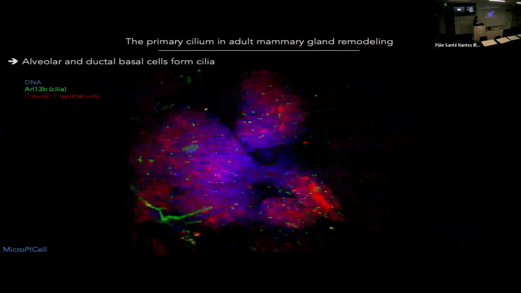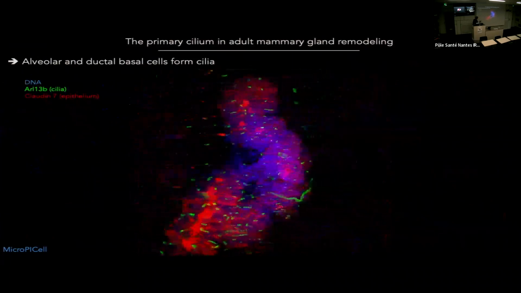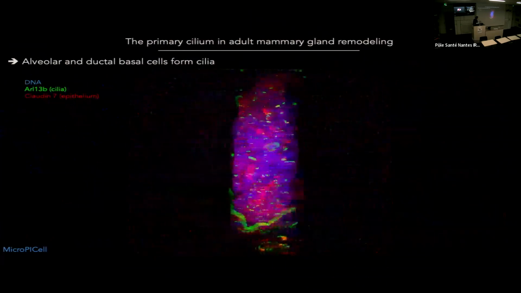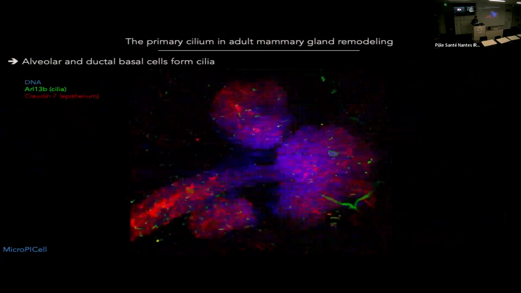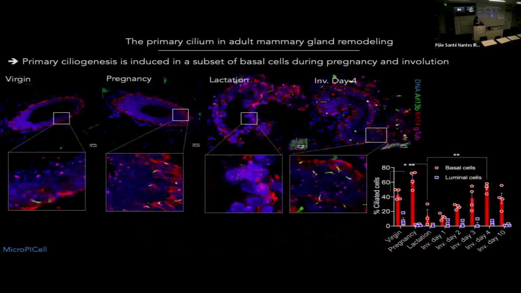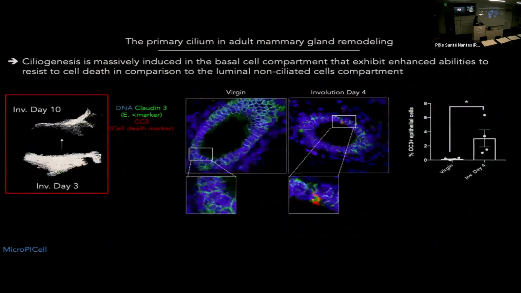We saw cilia in basal cells from ducts and also from alveoli that you can see here, cilia stained in green in basal cells. We were particularly surprised to see cilia assembled here at involution, a stage during which the tissue regresses, as discussed previously. It's a time when cell death occurs within the tissue, as you can see here through staining of cleaved Caspase 3.